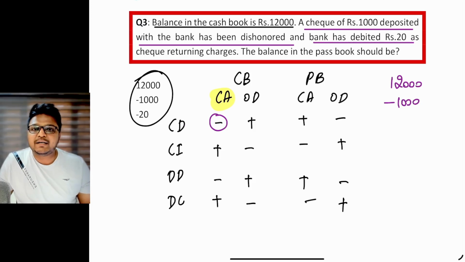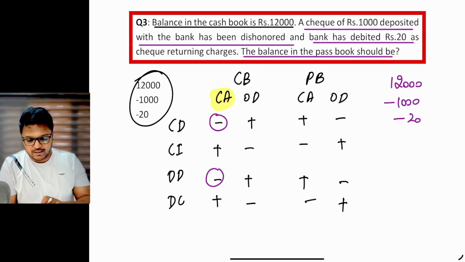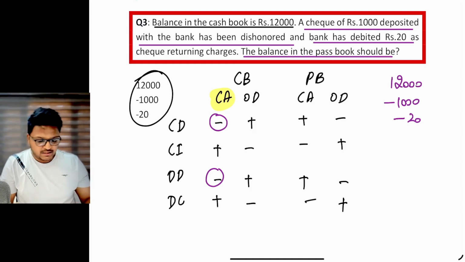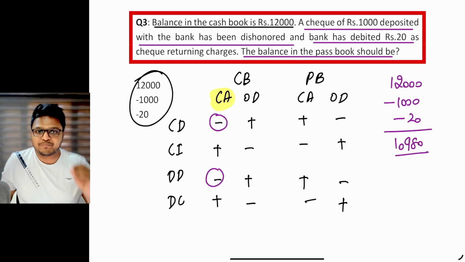Then further the bank has debited rupees 20. So it's a direct debit. So direct debit means third and it's minus sign again. So minus 20 over here. And we need to calculate the passbook balance, and the passbook balance would be equal to 12,000 minus 1,000 minus 20. That is 10,980. That is the answer. So that will be the answer here.